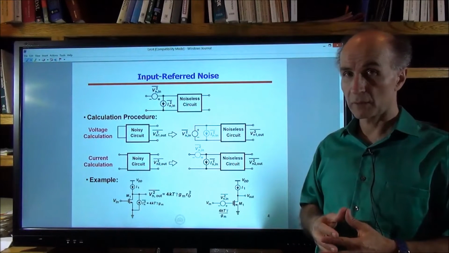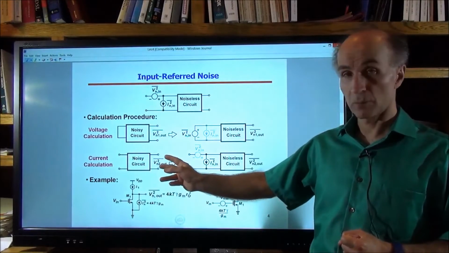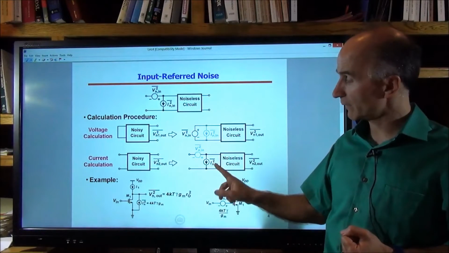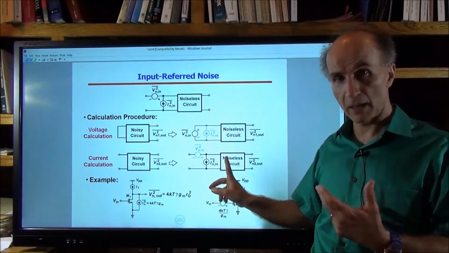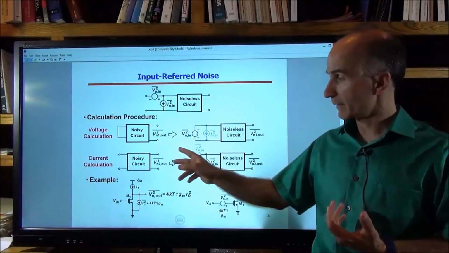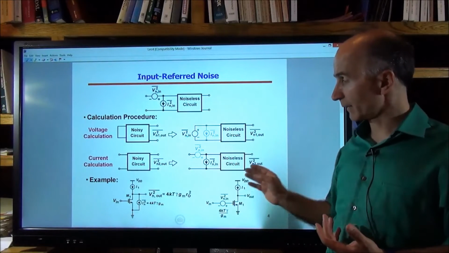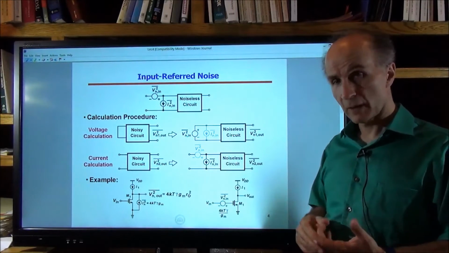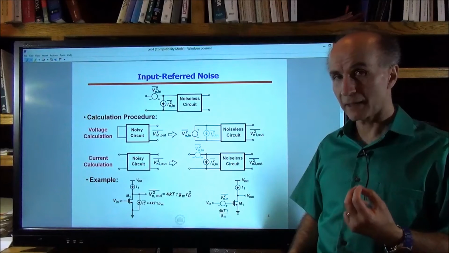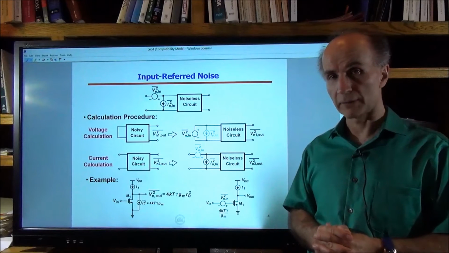And for the input noise current, we go to the other extreme and we leave the input open and we find the output noise, which may not be the same as the previous case. And then we say that if this noise current is representing the behavior correctly in this situation, then the output noise of this noiseless circuit should be the same as the output noise of this noisy circuit in this condition. So from this, we can calculate how much noise current we have. In a sense, it would be the output noise measured here divided by the transconductance squared of this overall circuit to give us the input-referred noise current.